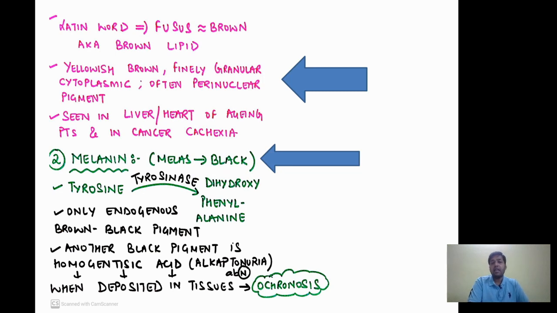Another abnormal black pigment which is present in our body is called homogentisic acid, and it is an abnormal pigment, and the disease is called alkaptonuria. Whenever this comes in urine, it is called alkaptonuria. If this gets deposited in the tissues, we call it ochronosis.